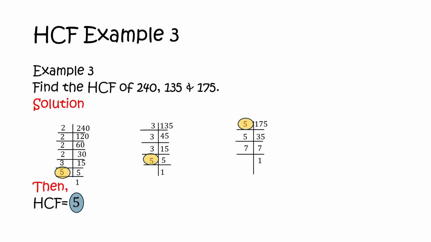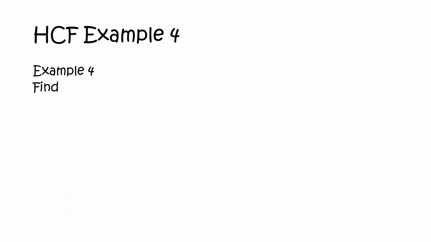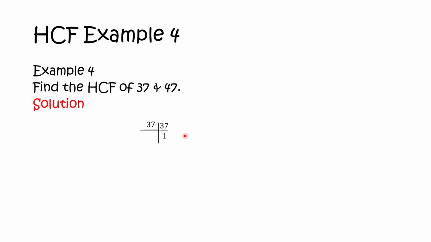Let's dive into example 4. Example 4, we have find the HCF of 37 and 47. Now, we try to express 37 as a product of its prime factors, but we already know that 37 is a prime number. We do the same for 47, and guess what? 47 is also a prime number.